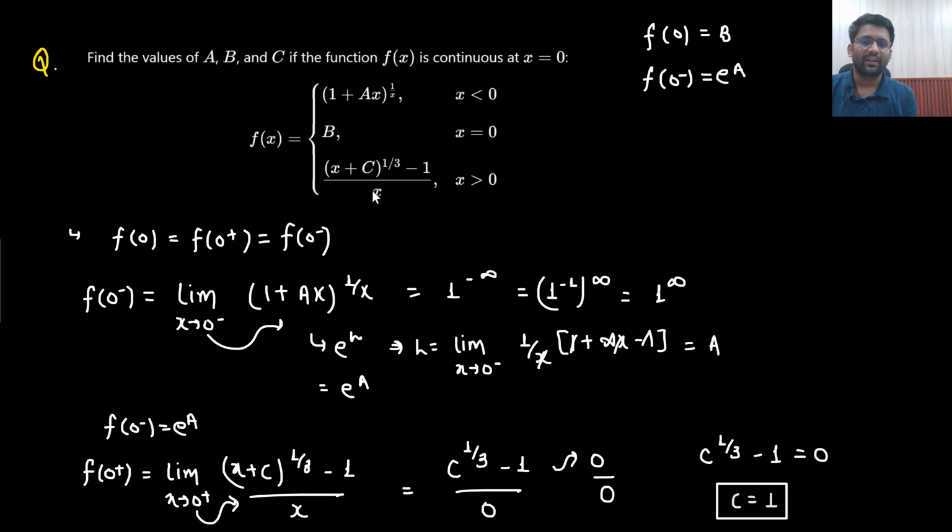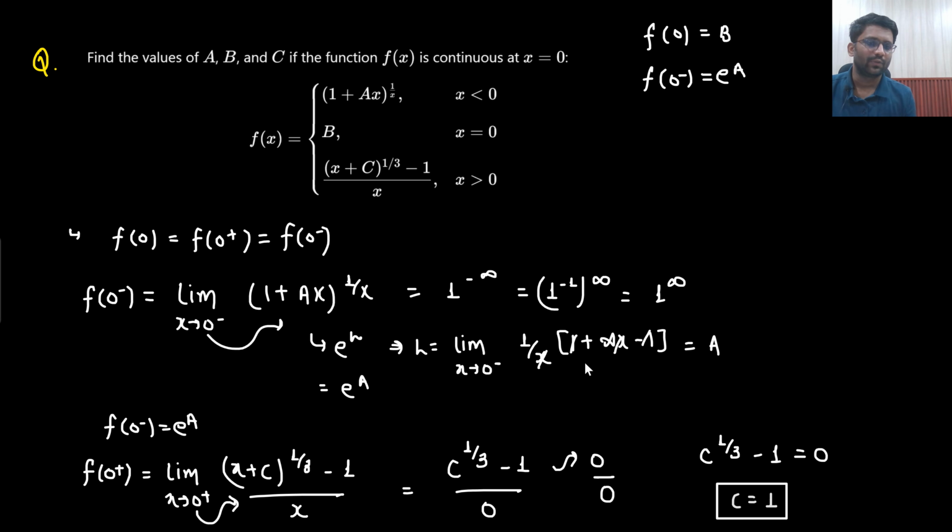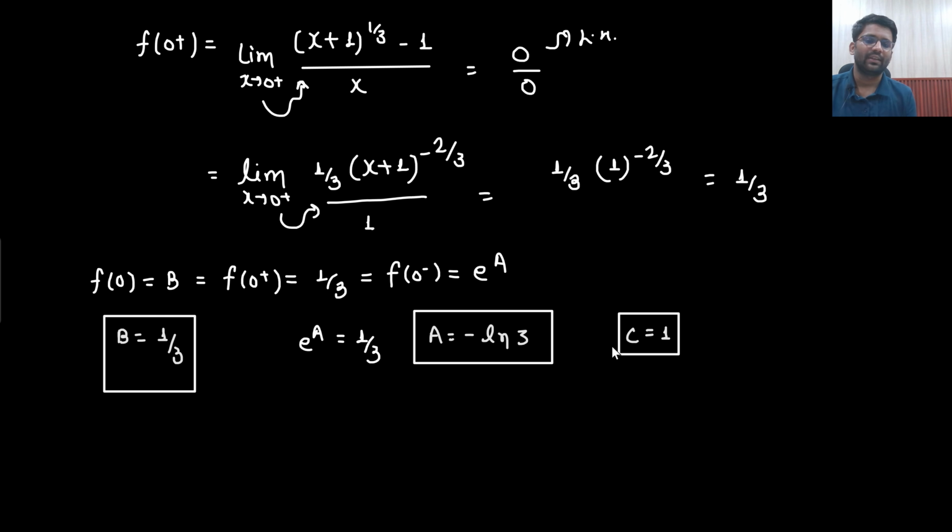Here the value b is given. Here for finding out the limit, it has to be a 0 by 0 form. That means c has to be 1. Understandable, sir? Very straightforward. Now I found out the limit came out to be 1 by 3. That means b has to be equal to 1 by 3. Now e to the power a equals b, that means e to the power a has to be equal to 1 by 3. So a is coming out to be minus ln 3. There you go. Very straightforward.